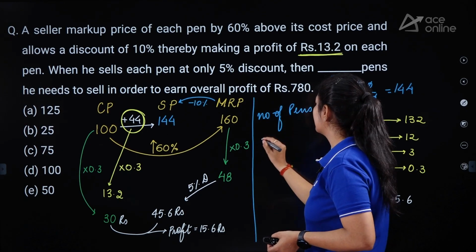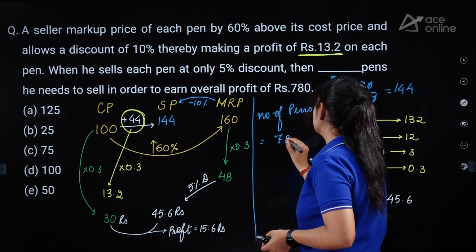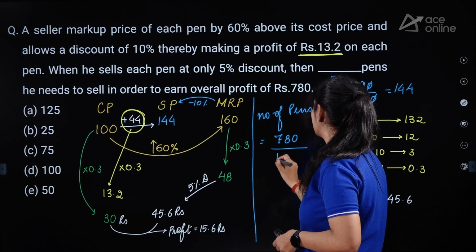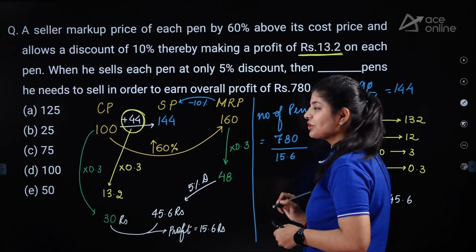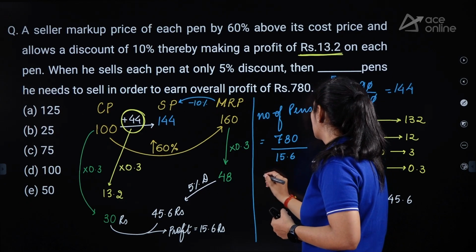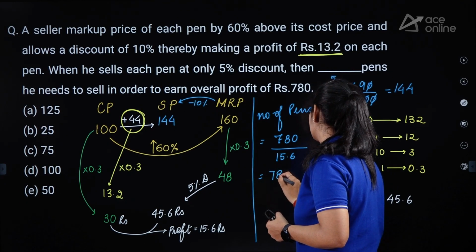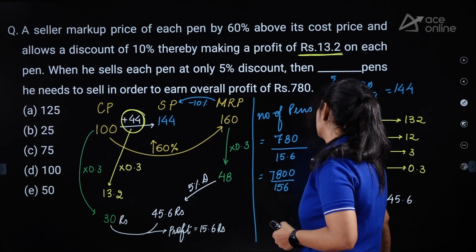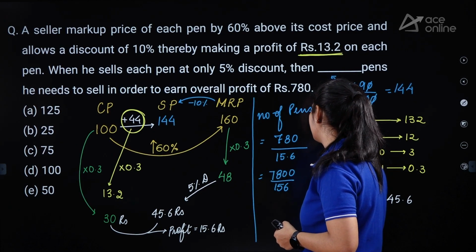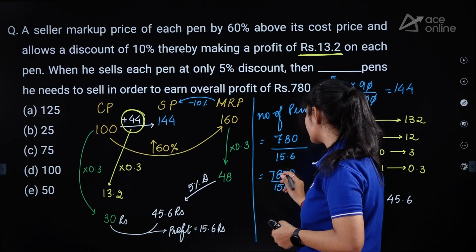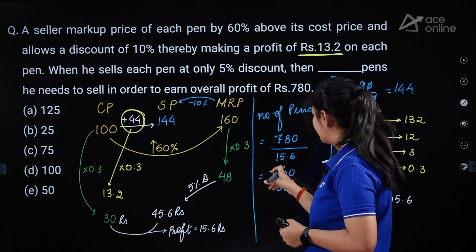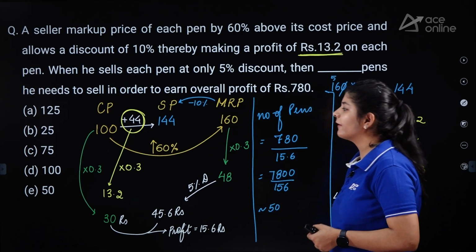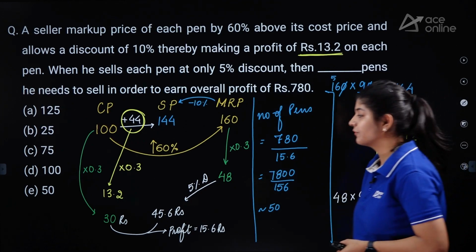The number of pens that we need to sell: we need to earn 780 rupees and we are getting 15.6 from each and every pen. So basically we can say 7800 divided by 156. Here we are getting the approximate value of 5 times. So basically the number of pens that he needs to sell is equal to 50.